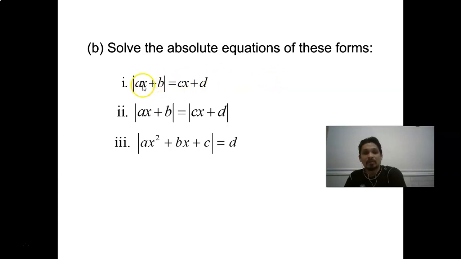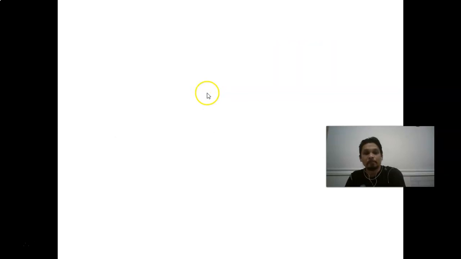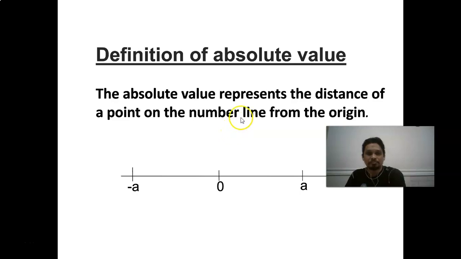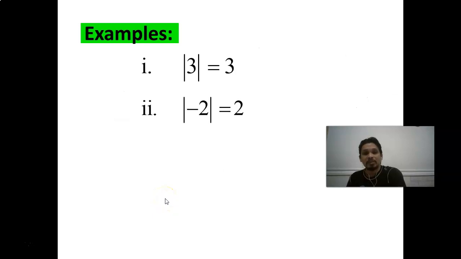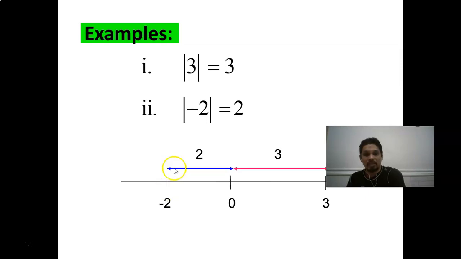So this is it: absolute value of Ax plus B equals Cx plus D. We are going to solve absolute value equations of this form. The definition of absolute value represents the distance of a point on a number line from the origin point. I mentioned just now, from O to A is A units, from O to negative A is also A units. The difference is whether we move to the right, which is positive, or to the left, negative. Examples: modulus of 3 equals 3 units to the right, and modulus of negative 2 equals 2 units to the left.